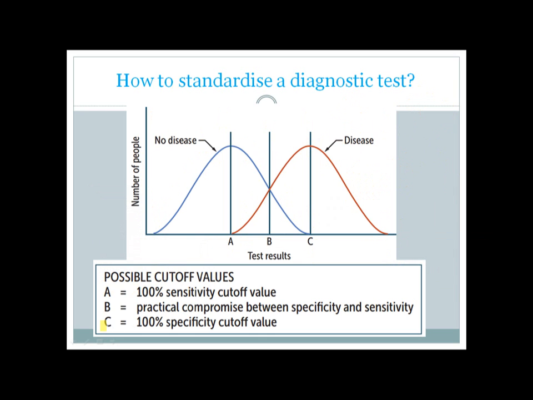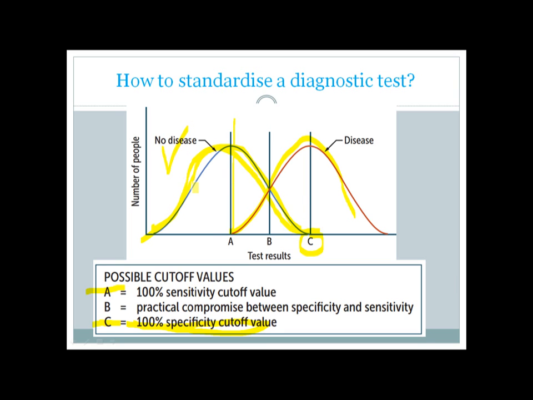C is a value for 100% specificity cutoff value. Why 100% specificity cutoff value? Because in C we can identify all the people without disease. We can identify all the healthy people. So for A we can identify all the people with disease. For C we can identify all the people who are healthy.